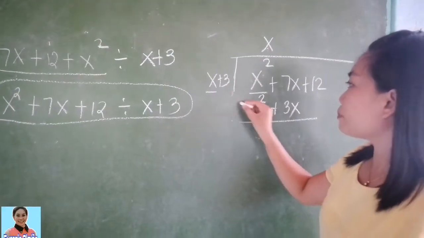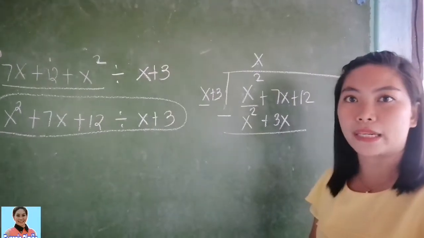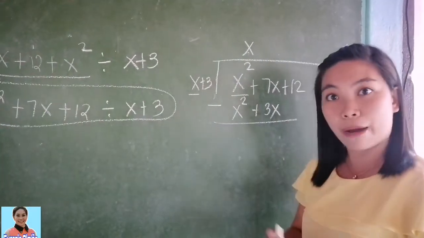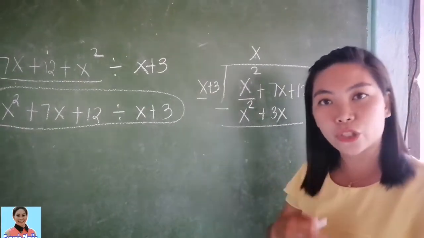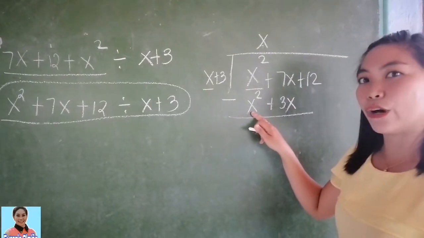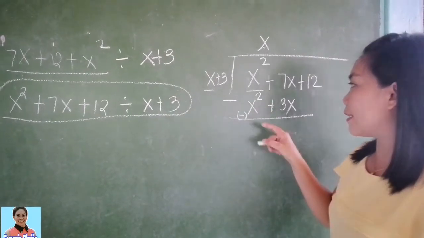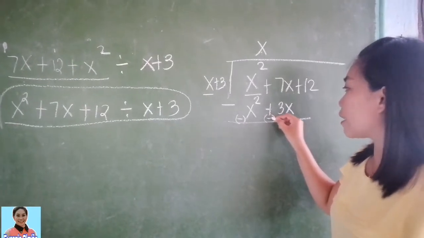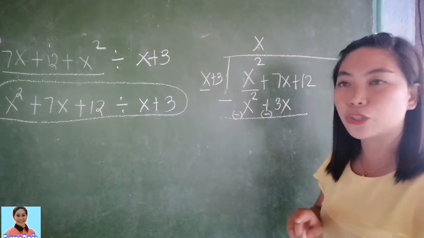So, we have to subtract now. So, what are we going to do to subtract monomials, binomials, polynomials, or even a number, an integer? We have to change the sign of the subtrahend, then proceed to addition. So, what is the sign of x squared? You have positive, so it becomes negative. This one, since positive po siya, becomes negative. Always remember po, change the sign of the subtrahend, then proceed to addition.